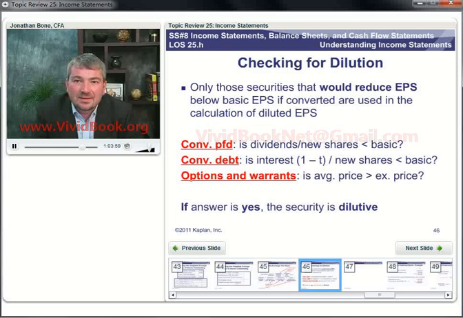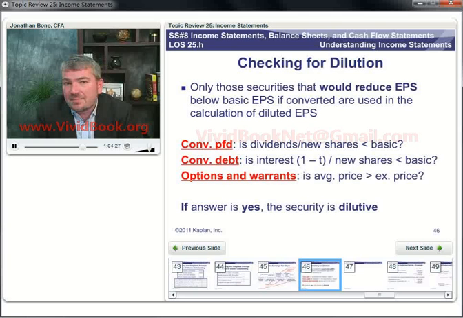Okay, now, essentially, for a convertible preferred stock, remember the impact on the numerator is the dividend saved, and the impact on the denominator is the number of new shares created. If that is lower than basic EPS, it's dilutive. If it's higher than basic EPS, then it's anti-dilutive. And remember, if a security is anti-dilutive, then we ignore it. We only include dilutive securities in our diluted EPS calculation.